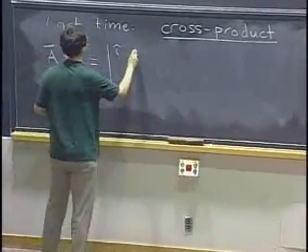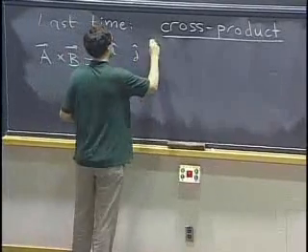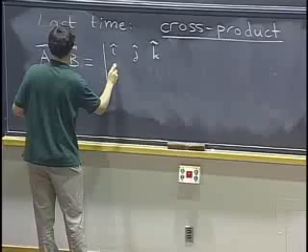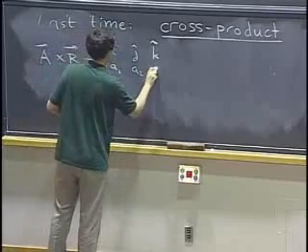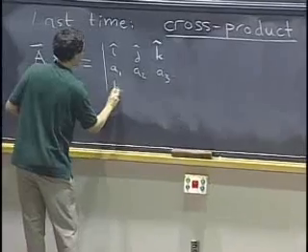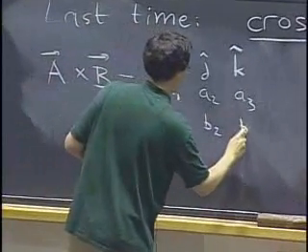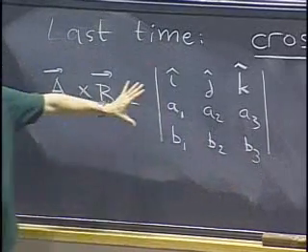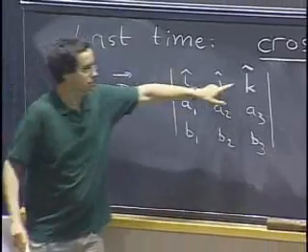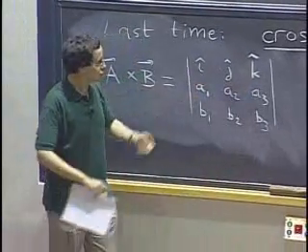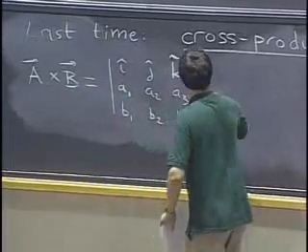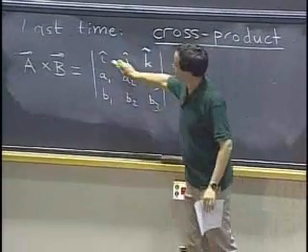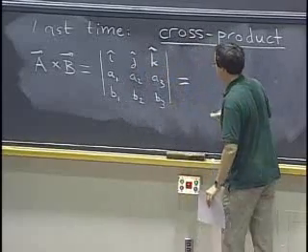is in terms of this determinant: i hat, j hat, k hat, and then the components of A, A1, A2, A3, and then the components of B. And this is not an actual determinant because these are not numbers, but it's a symbolic notation to remember what the actual formula is. And the actual formula is obtained by expanding the determinant.